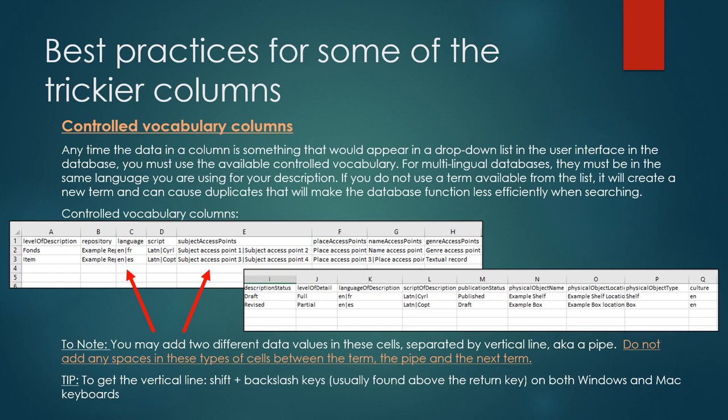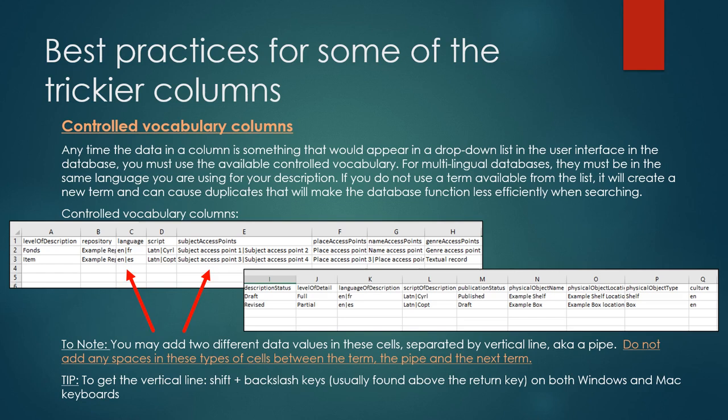Some best practices for some of the trickier columns. So we're talking about the standards columns, they're pretty straightforward. You fill them out, you don't fill them out in whatever format you want. But then there are some that can be a bit trickier and pose some problems. In particular, these are any columns that have a controlled vocabulary.